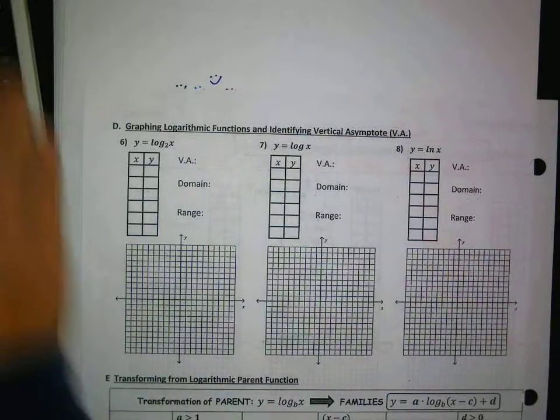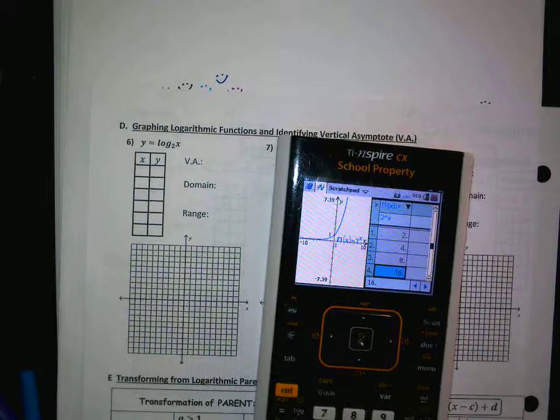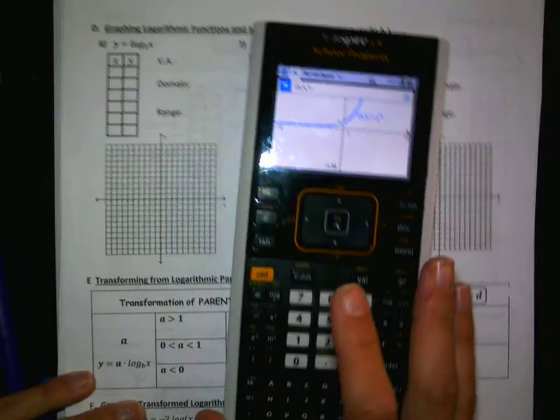Do we have a practice? Yes, you do. All right, flip it over. All right, on the back we have log functions. All right, so kind of the same thing.